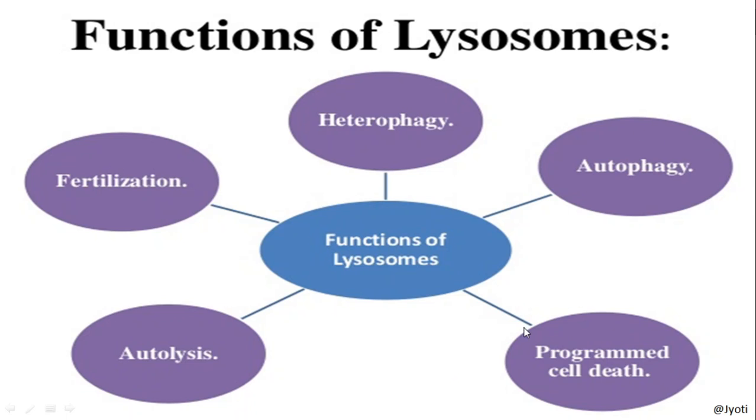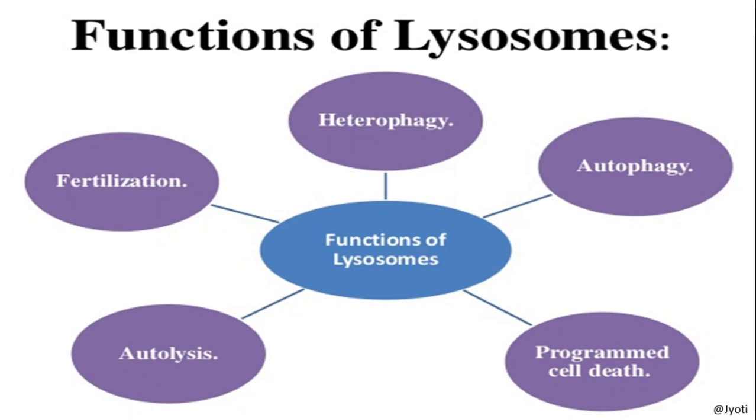Then programmed cell death: when the cell is functionless or anything wrong happens with the cell, there is programmed cell death. Means, as I was telling you, the lysosome bursts, the enzyme is released, and that digests the cell and the cell dies. Then autolysis, also the breaking down of the cell organelles by the enzyme of the lysosome.